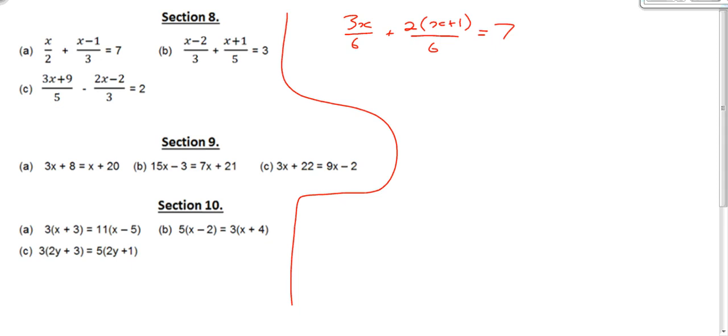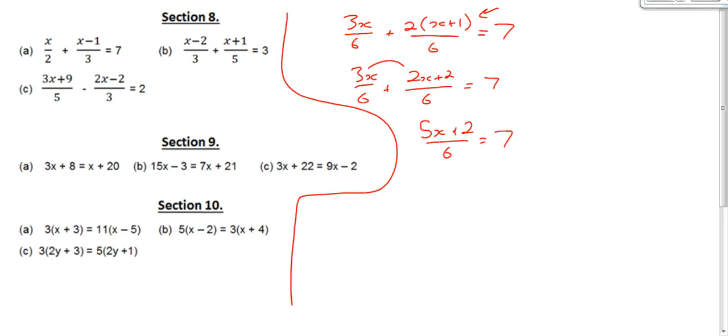Next thing we're going to do is simplify or multiply out the brackets here. So we've got 3x over 6 plus 2x plus 2 over 6 equals 7. And then we've got a common denominator. So if we do 3x plus 2x, that equals 5x, and we've still got that plus 2 on the top, over 6 equals 7.